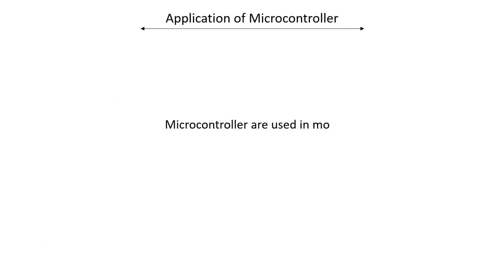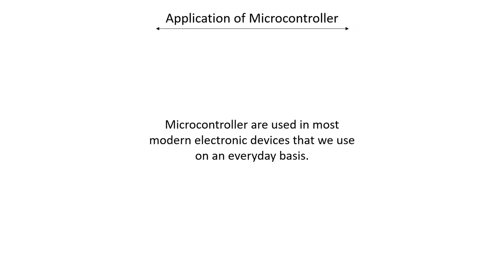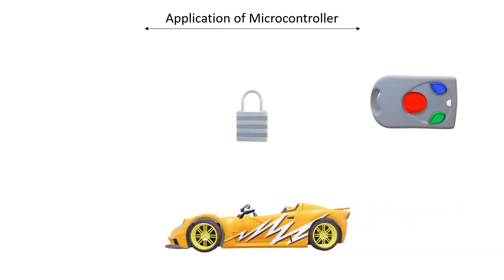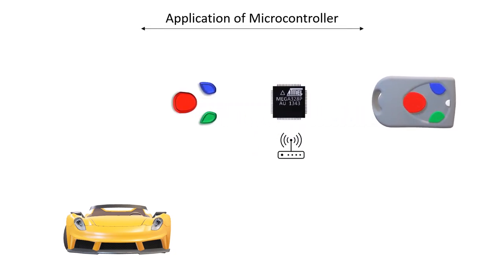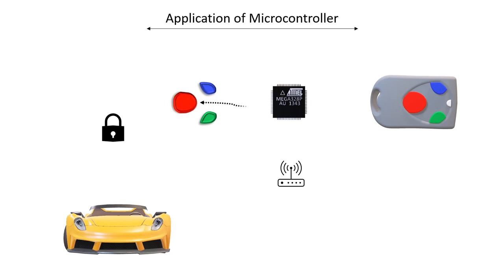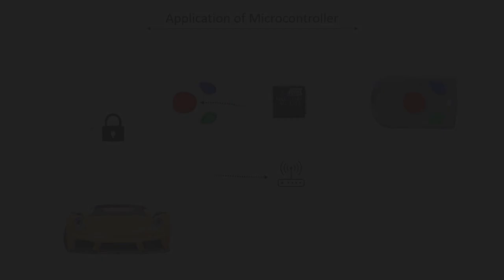Microcontrollers are used in most modern electronic devices that we use on an everyday basis. For example, let's take a look at the key of your car. You press a button and the car unlocks. But have you ever wondered how this works? Let us share it with you. A key, like a microcontroller, contains at least three main components: the buttons, the microcontroller itself, and a transmitter. Now, when a button is pressed, it sends a signal directly to the microcontroller, and the microcontroller runs the specific task and the car unlocks.